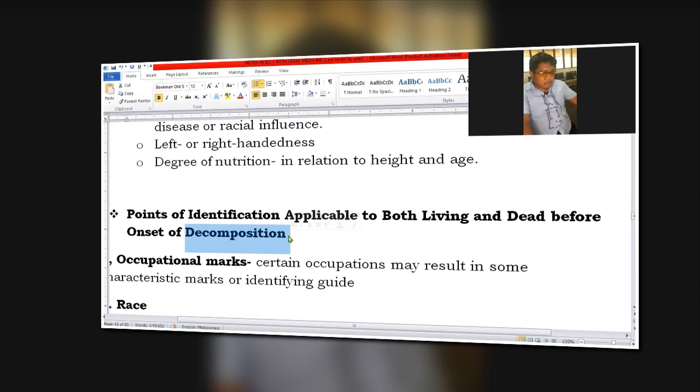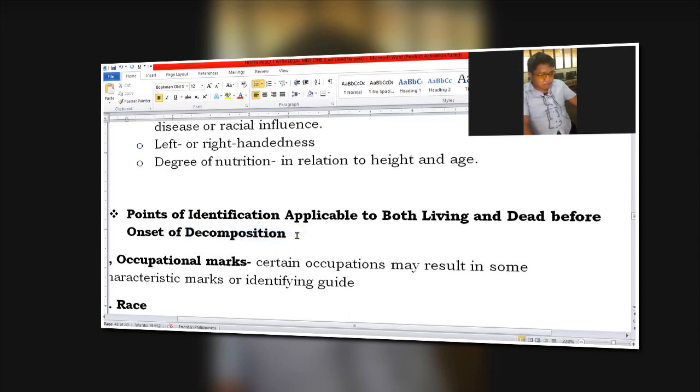Decomposition is the stage where the body tissues start to be destroyed through the bacteria, or the environment. Okay, so a while ago we discussed the points of identification applicable to living. Now we discuss the points of identification applicable to both living and dead before onset of decomposition.